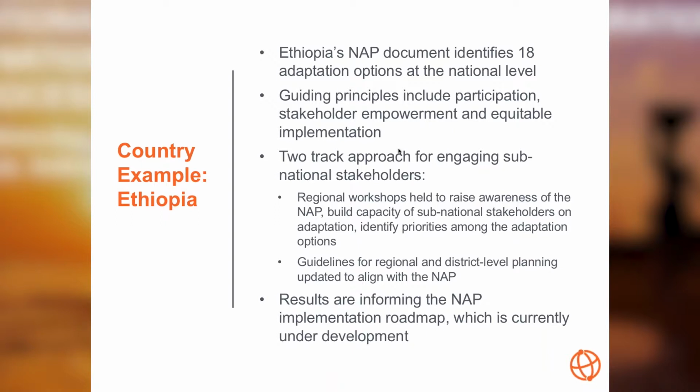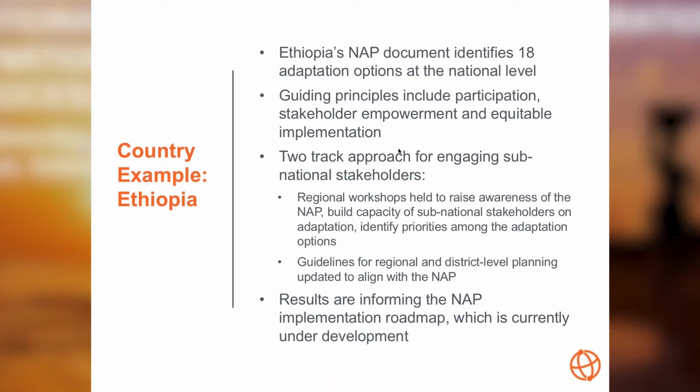While this was only an initial step in rolling out the NAP document, the regional engagement has helped to ground truth the plan. For example, all of the regions prioritized the option focusing on food security and climate-smart agriculture, demonstrating that this is a key priority for addressing climate change across the country. The second track was to support integration of adaptation in regional and district level planning through the annual and medium-term planning processes, which also drive the allocation of resources from government budgets.